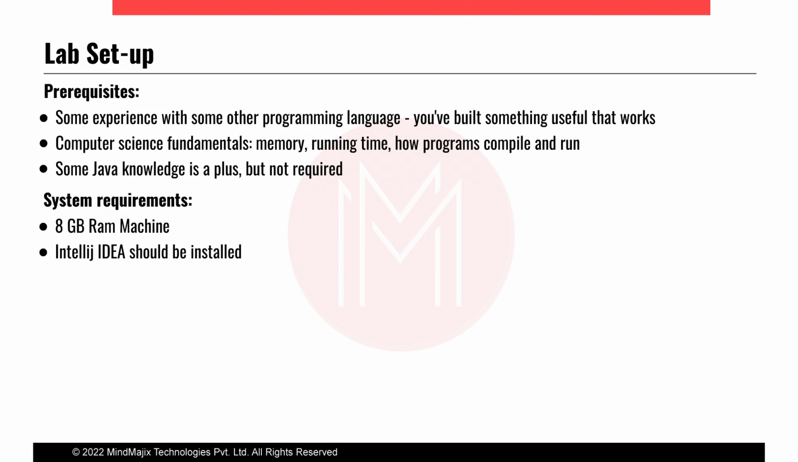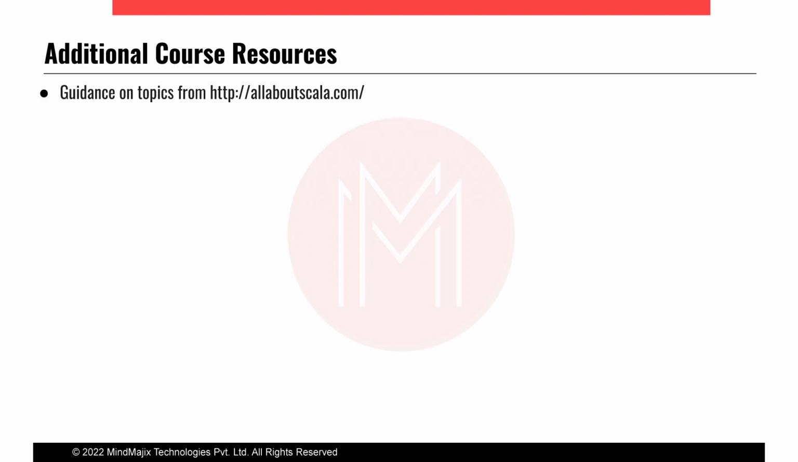Coming to system requirements, an 8 GB RAM machine would suffice. And IntelliJ IDEA should be installed, either IntelliJ IDEA or Eclipse, anything is fine, but I would prefer IntelliJ IDEA. And for additional course resources, this is a very good website all about Scala. I learned Scala from this website only, as I started my career as a Java developer and in my project I got the chance to work on Scala. If I miss any topics, I would be referring to them from this website as add-ons.